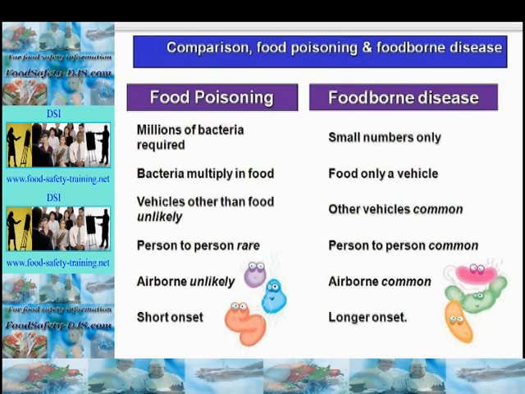Food poisoning, person to person, is rare. Foodborne disease, person to person, is common. Food poisoning, airborne, is unlikely. With foodborne disease, airborne is common. Food poisoning normally has a short onset, happens quickly. Foodborne disease has a longer onset.